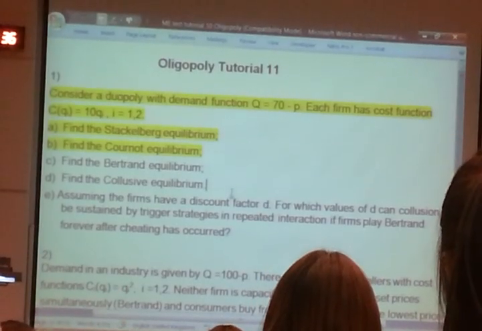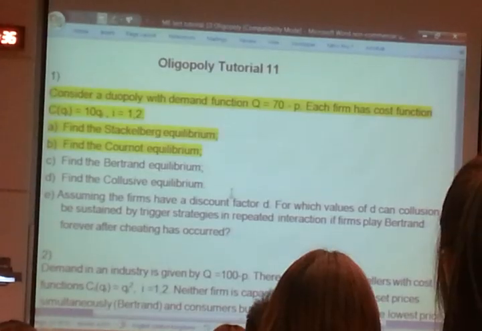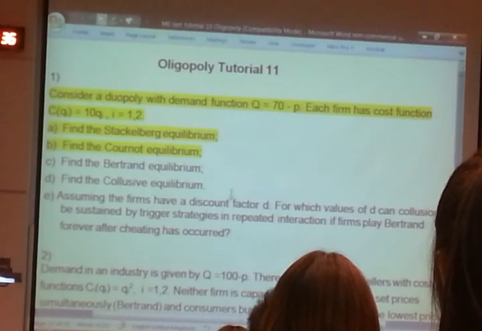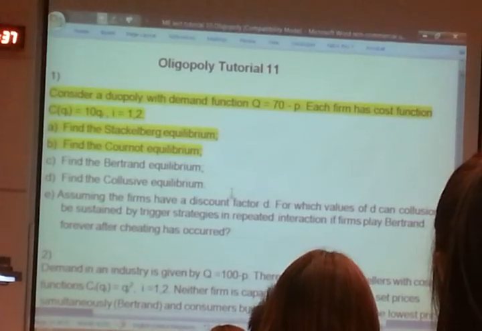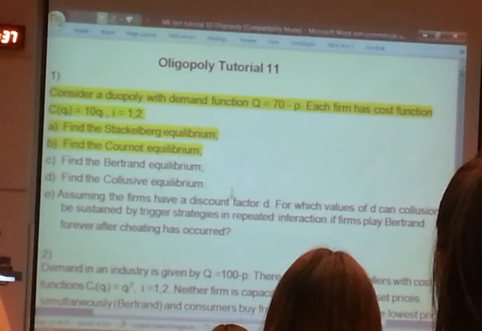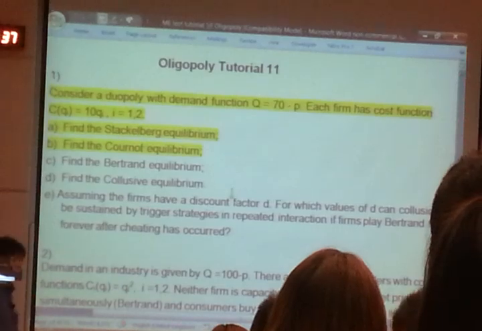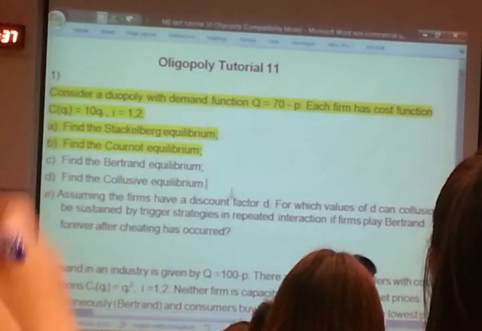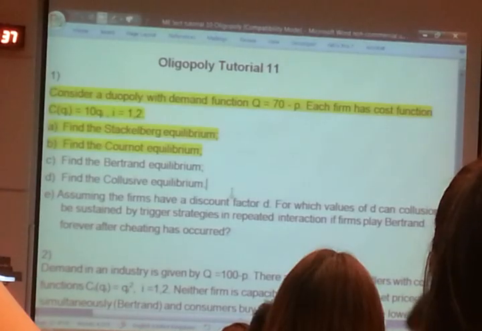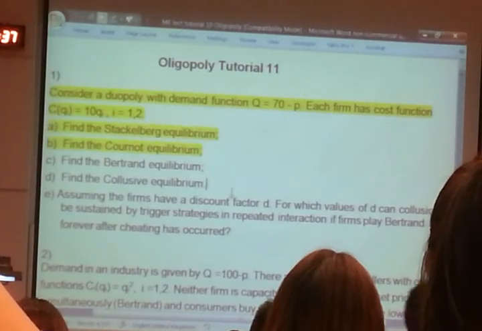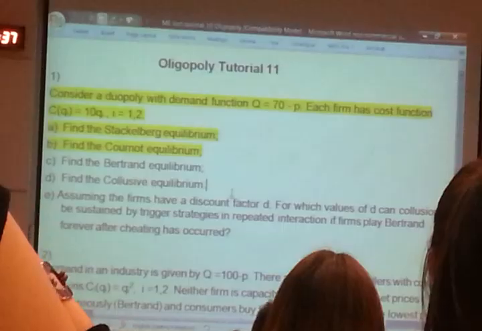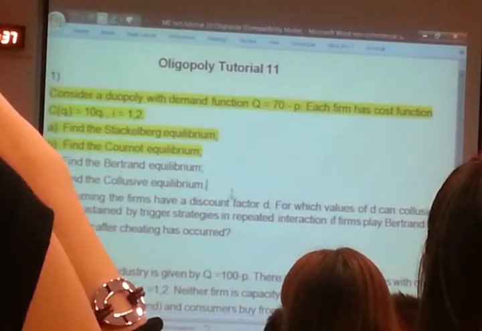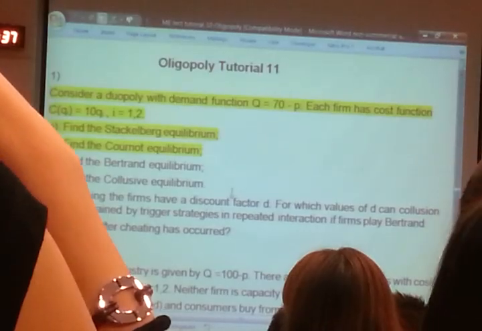Do you see? Now, we'll do that. Let's see. You have a duopoly. Duopoly is how many firms? Two firms. The demand function is this, and the cost function is this. How do you find the variables and how do you find the Cournot equilibrium?